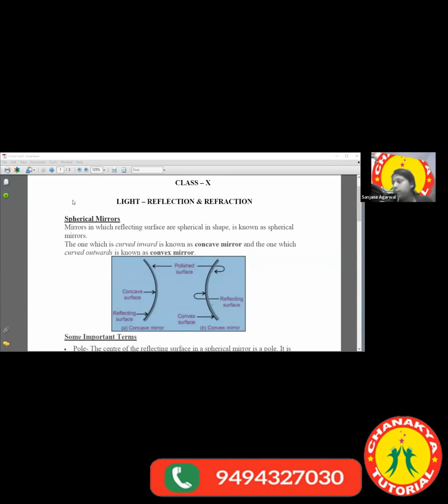So just imagine that we have a mirror. From one side it is painted and the other side is the mirror, that is the reflecting area. So when the reflecting surface is concave, like the eating part of the spoon, this is a concave mirror. And when the reflecting surface is bulged outward, like the back side of the spoon, it is known as a convex mirror. Clear?